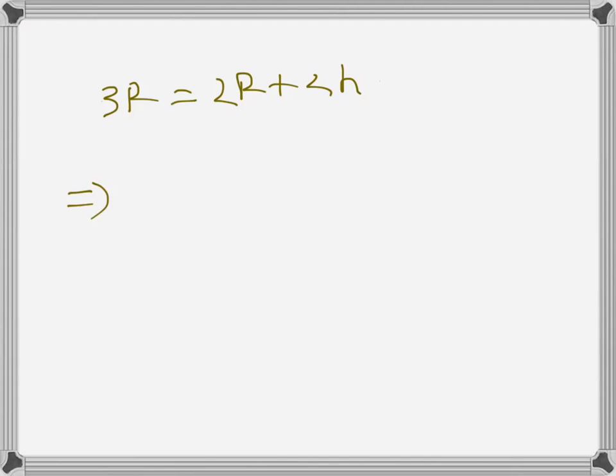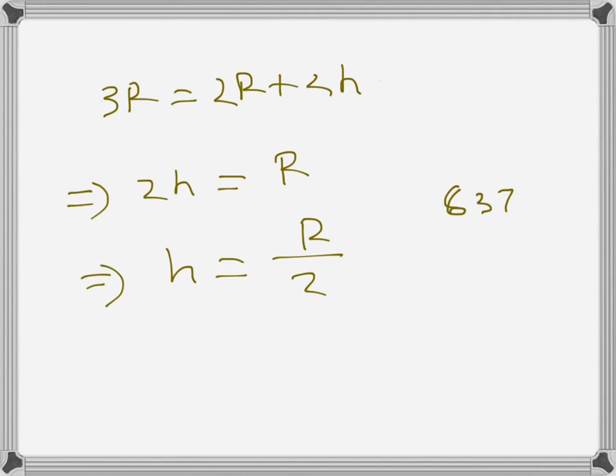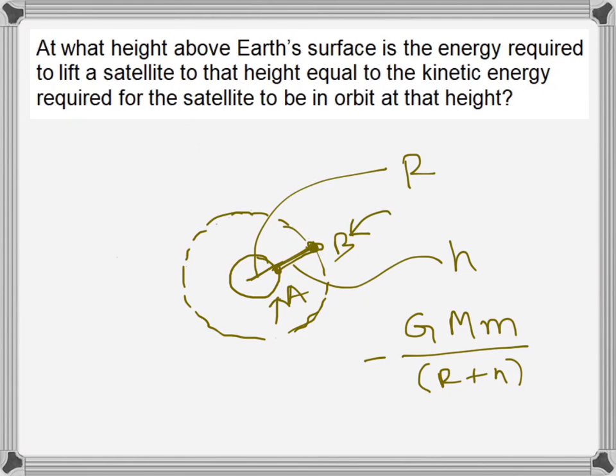We need to find the value of H, the height, because that's the variable here. R is Earth's radius, that's not a variable. So we get 2H equals 3R minus 2R, which is R. So we see that H is R over 2. R is Earth's radius, which is 6371 kilometers, so the height will be half of that. That is the height at which the condition is satisfied: the kinetic energy at this point is equal to the energy required to lift the satellite from point A to point B.